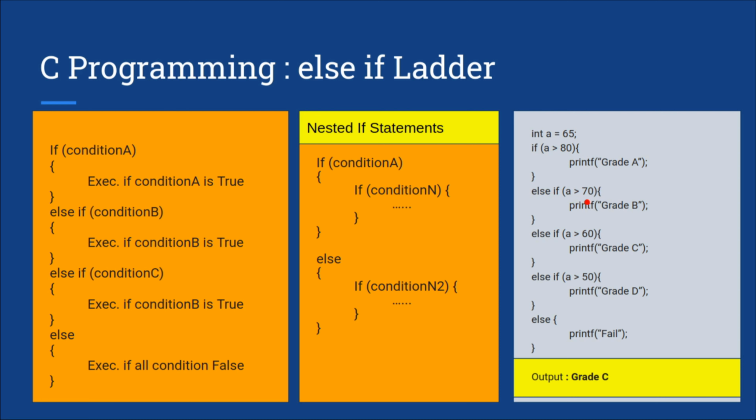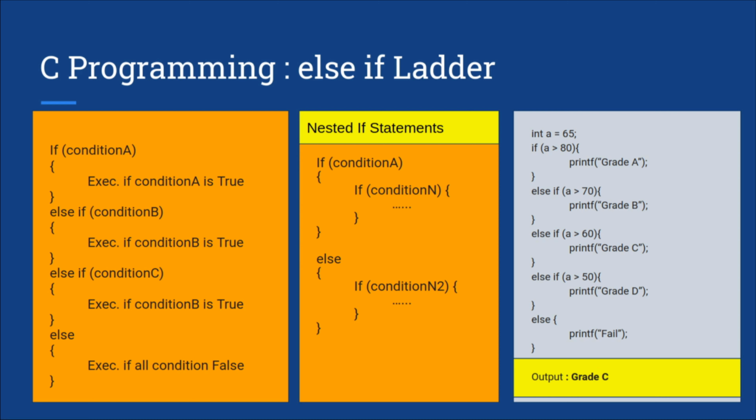Compiler will check a is greater than 70. 65 is greater than 70? No, this is not true. Then it will move to this condition. If a is greater than 60, 65 is greater than 60. Yes, it's true. So this block will be executed and we will go out of this block. We will not check any condition now because one condition is true.